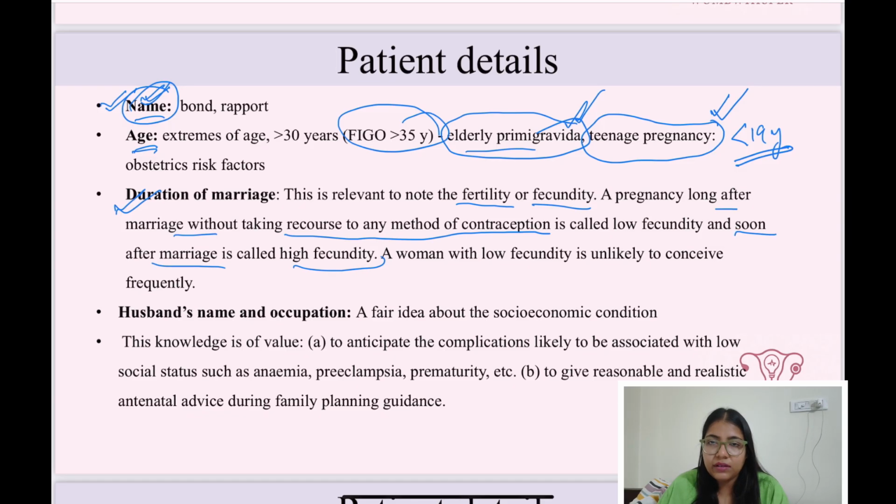Suppose she is married only for 6 months and she has not used any contraception and she conceived spontaneously, it is called a pregnancy with high fecundity.